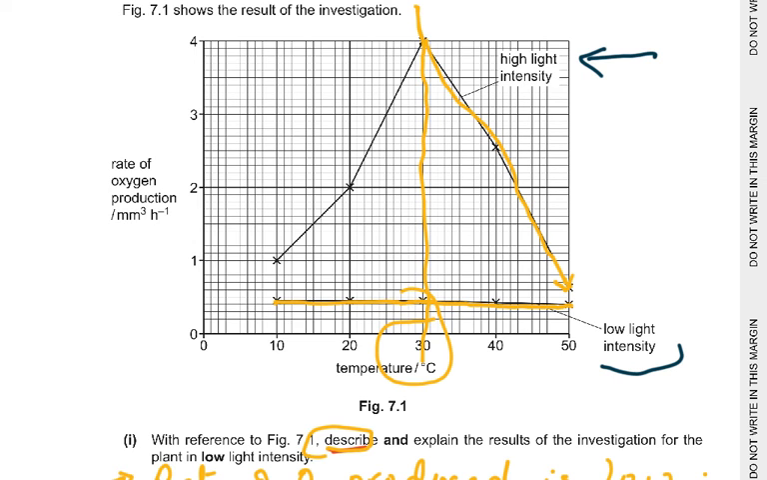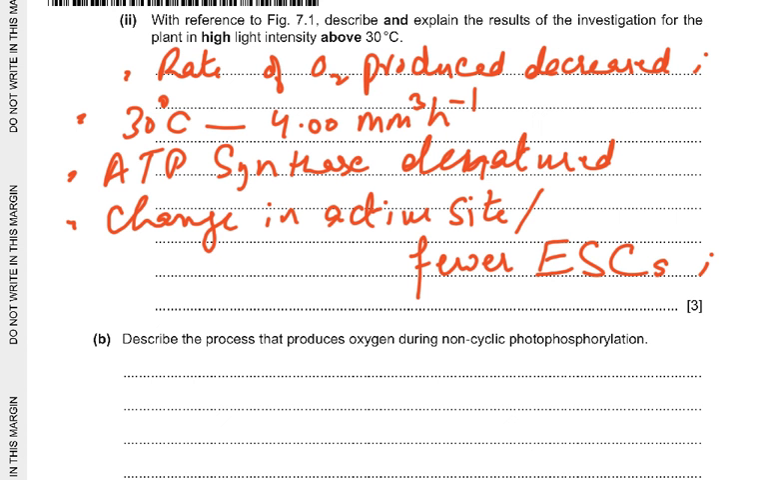So above 30 degrees, the rate is decreasing. Basically, something's happening to the enzyme which is responsible for this oxygen production. So the rate of oxygen produced decreases, at 30 degrees Celsius it is 4 millimeter cube per hour. ATP synthase denatured, change in active site, fewer enzyme substrate complexes formed.